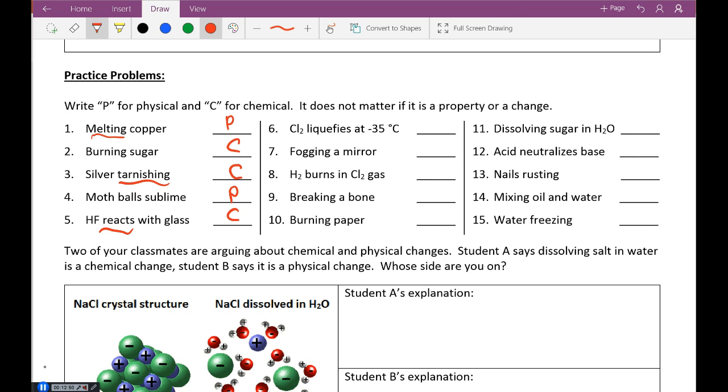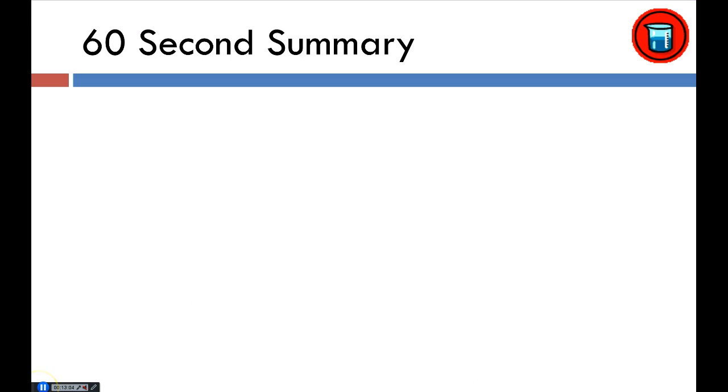The remaining questions you can try on your own for practice. Remember, if you're interested in looking at the answers, and I would highly suggest that you check your work, you can always look at the bottom of the Unit 1 webpage. So just to finish things up, I'd like you to write a quick 60-second summary of the unit, or I should say of the lesson.